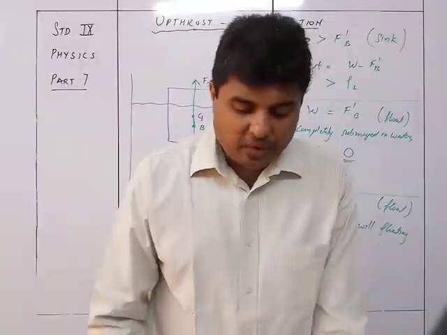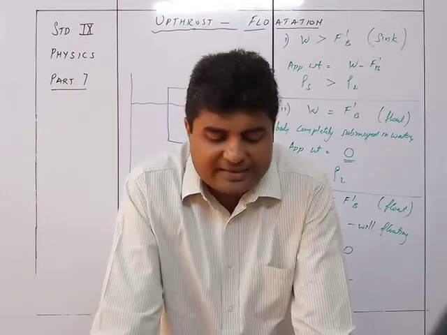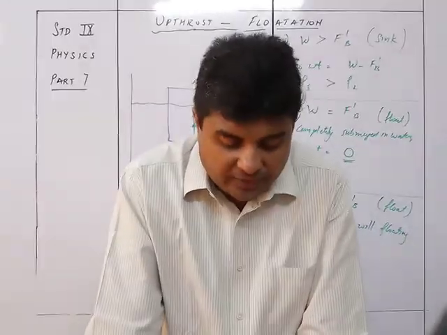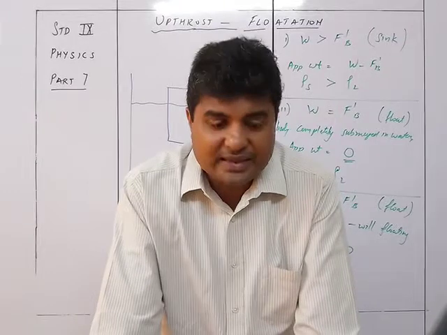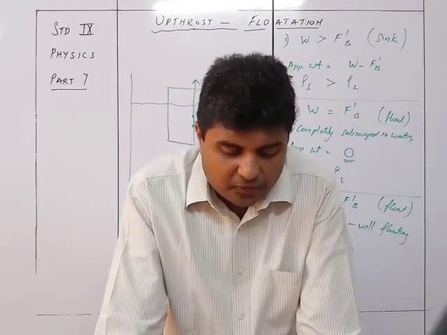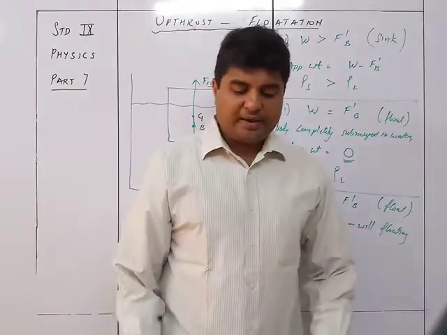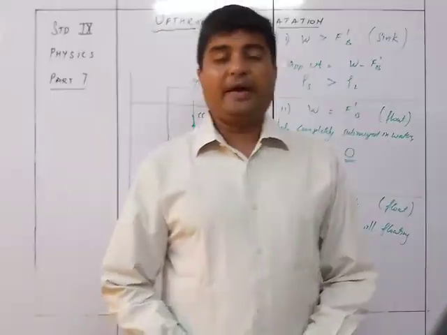The apparent weight of the body will be 0 in this case also. The density rho of such a body is less than the density rho L of the liquid, that is rho is less than rho L. From the above discussion we find for a floating body, weight of body is equal to weight of liquid displaced by the submerged part of the body, or W is equal to FB.